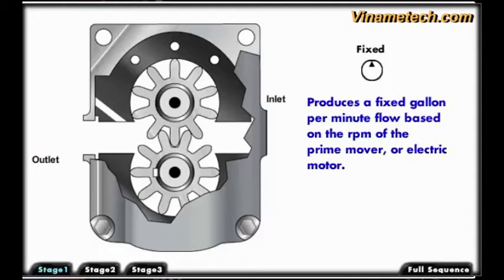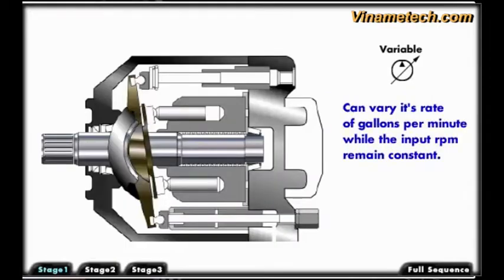Fixed pump, which produces a fixed gallon per minute flow based on the RPM of the prime mover or electric motor, and a variable pump, which can vary its rate of gallons per minute while the input RPM remains constant. Although displacement is typically measured in volume displaced per revolution, output is measured in gallons per minute, or GPM.